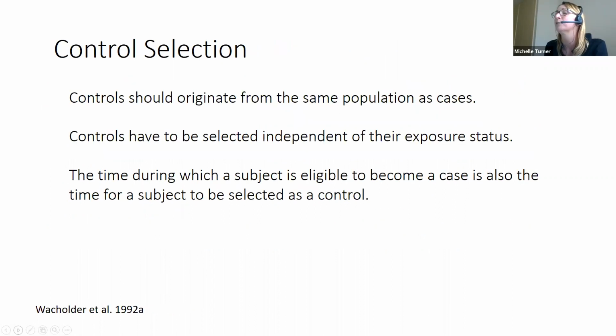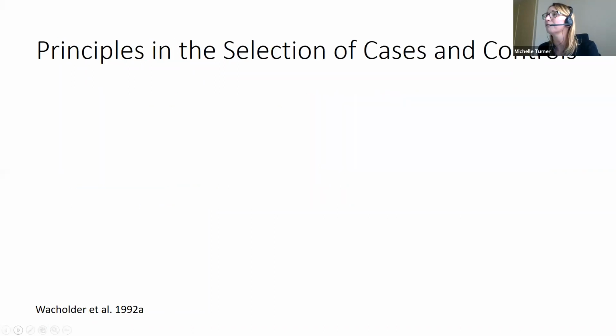One of the most important points of the entire lecture today, I think, is that controls should originate from the same population as the cases. If a control is selected, theoretically, if they had become a case, would you have also recruited them into the case control study? Controls should be selected independent of their exposure status, which is also an important principle described in one of the readings in the Moodle for the course.